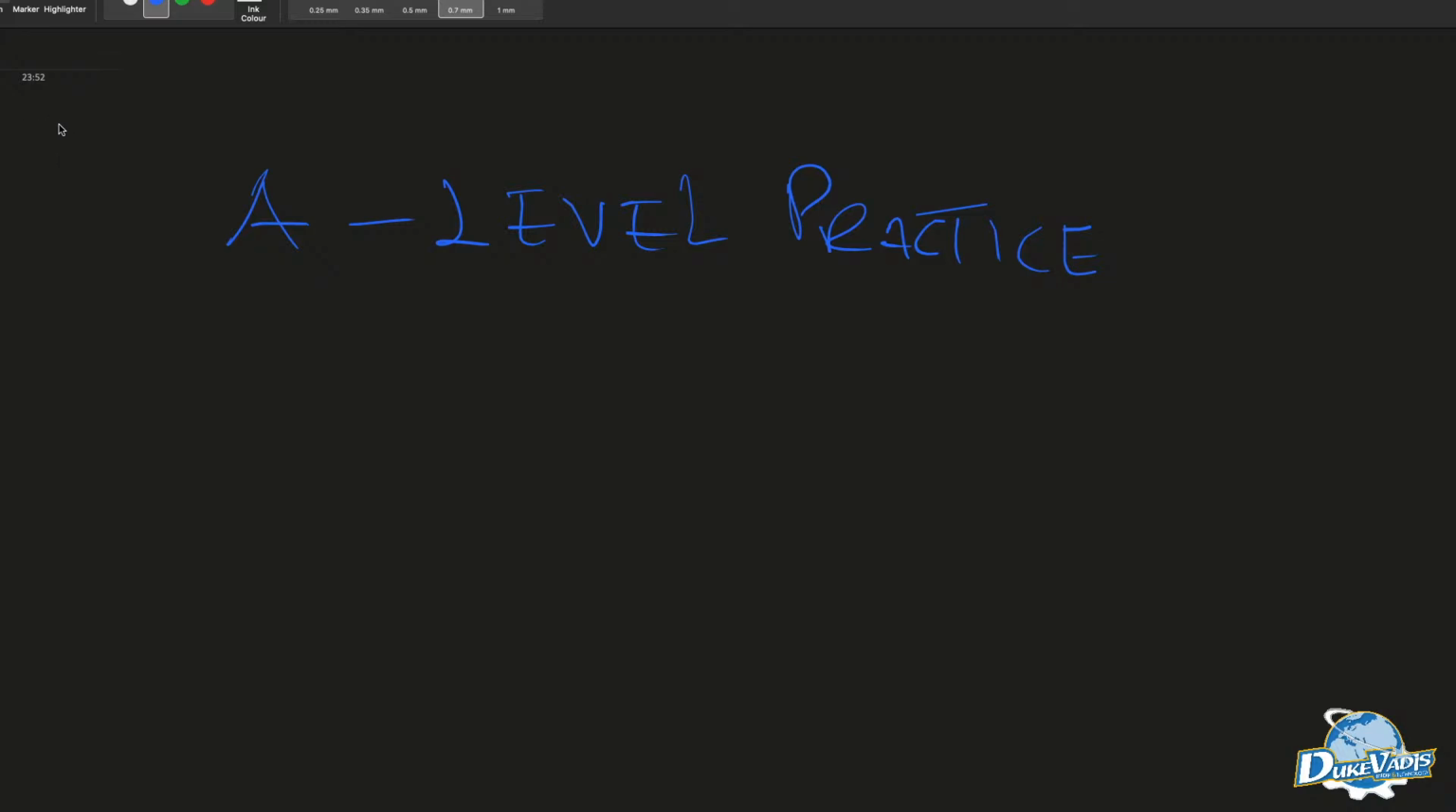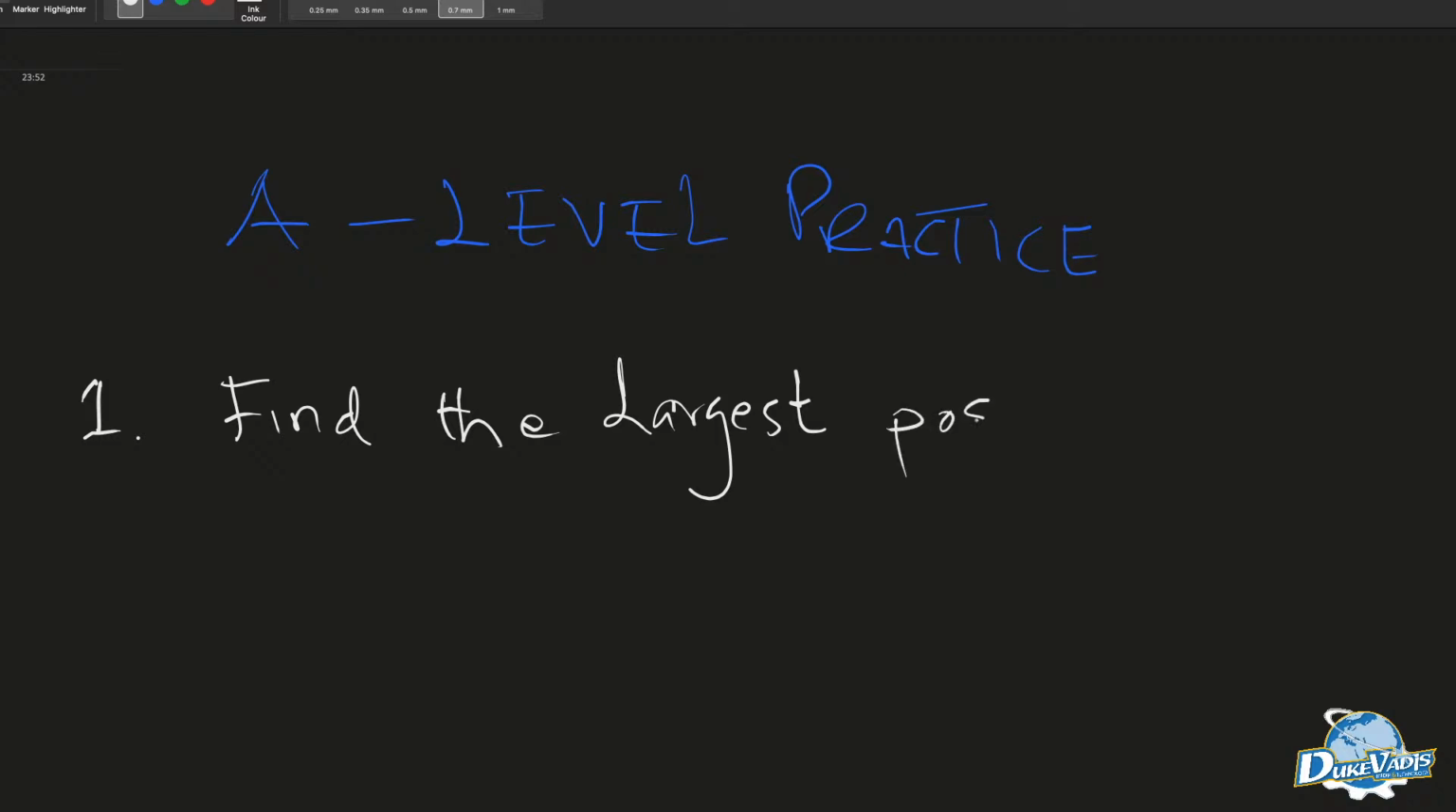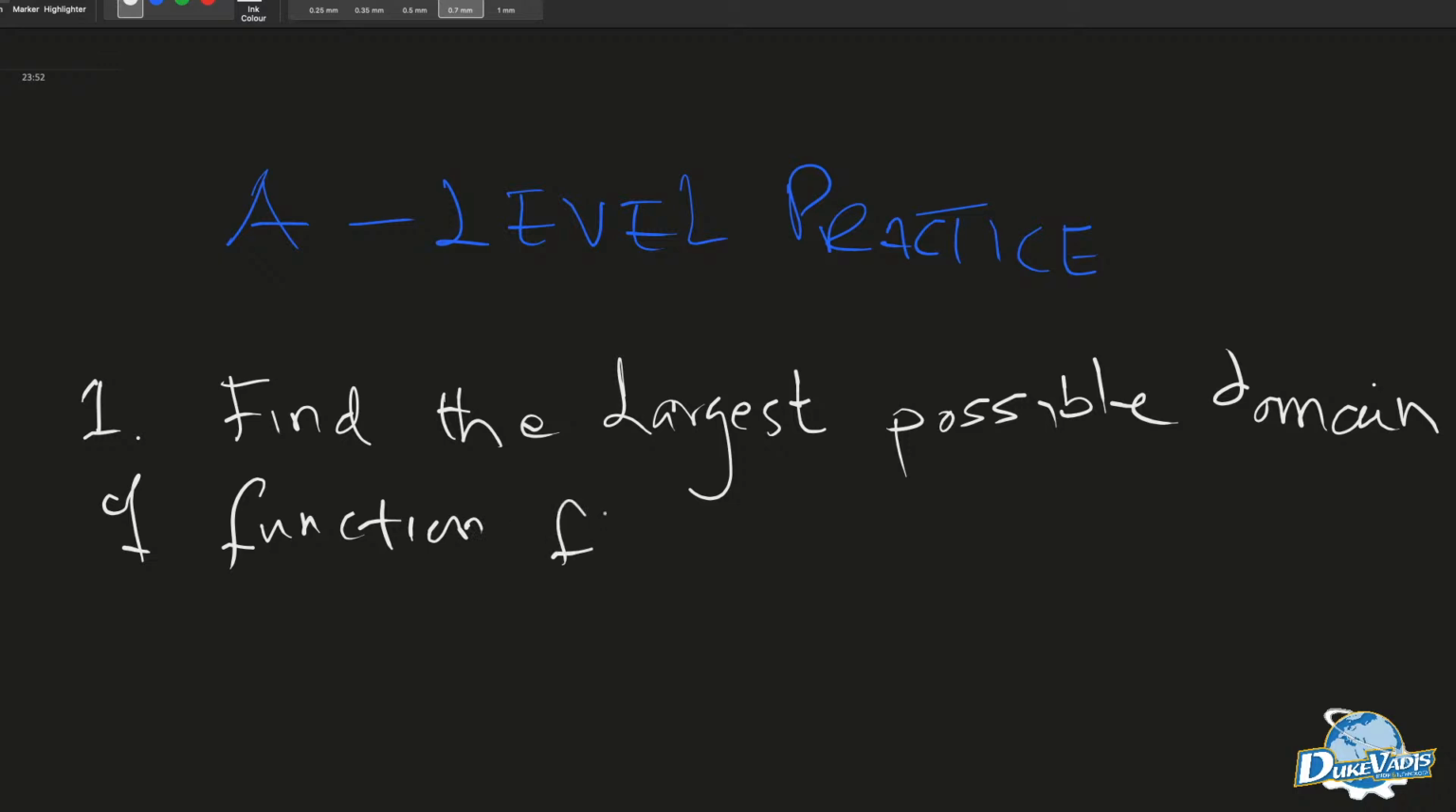So the first question says, let me write it down: find the largest possible domain of the function f of x equals natural log of 8 minus 3x.